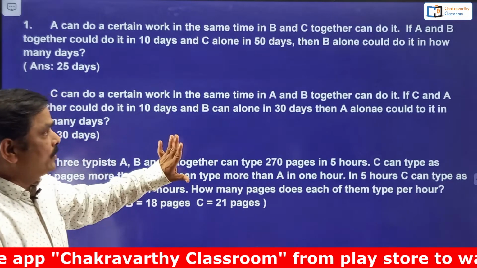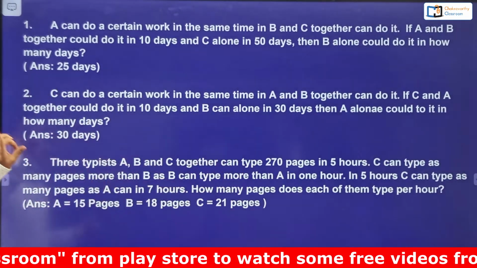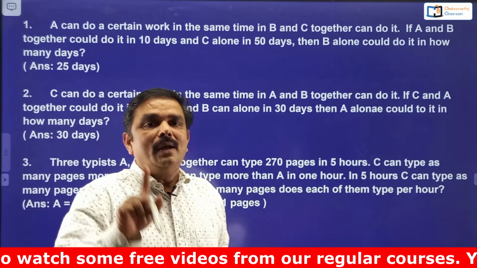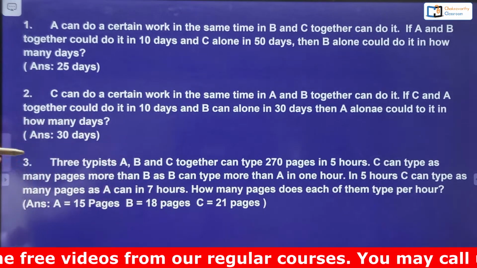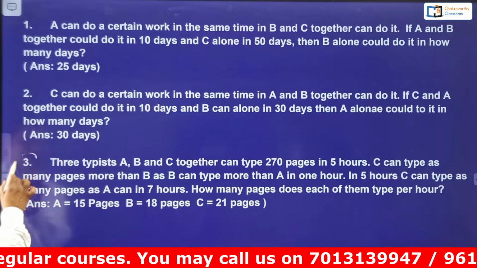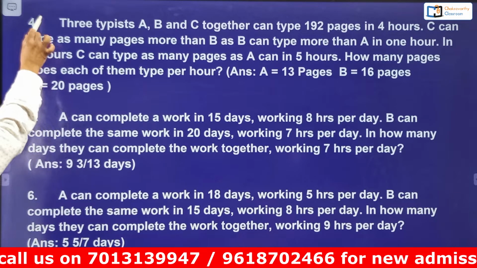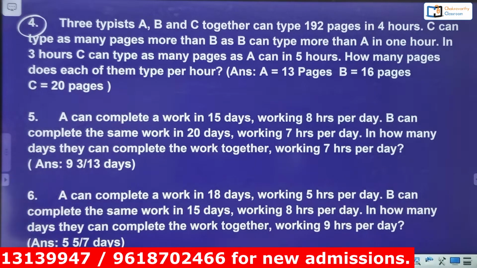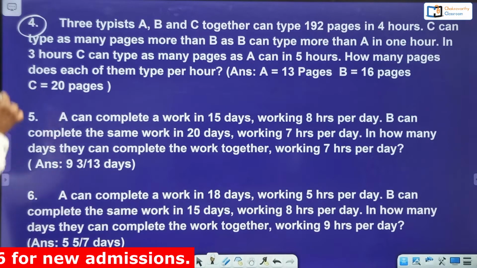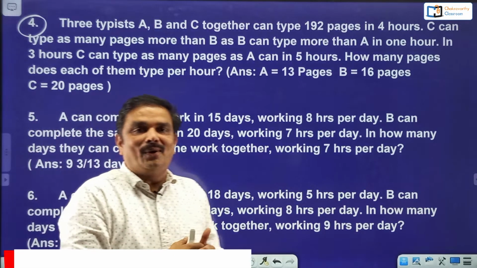But students, I'm going to give you this model from our regular course only. In our regular course, I think this is the seventh lesson in time and work chapter. In the seventh lesson I have discussed 6 questions, but I'm going to give you on YouTube only 3 and 4. Third question, this question, and the fourth question. I have even given the answers also here. Third and fourth question for YouTube students. Of course, I have discussed total 6 to 8 questions, I think, in that particular session.